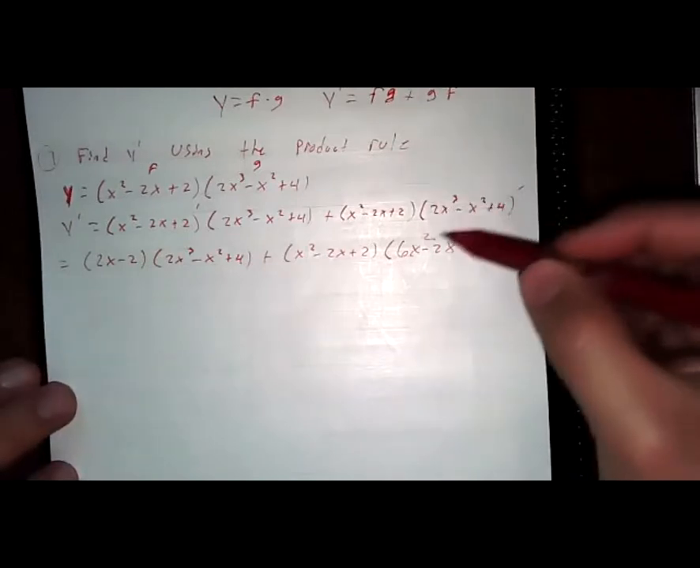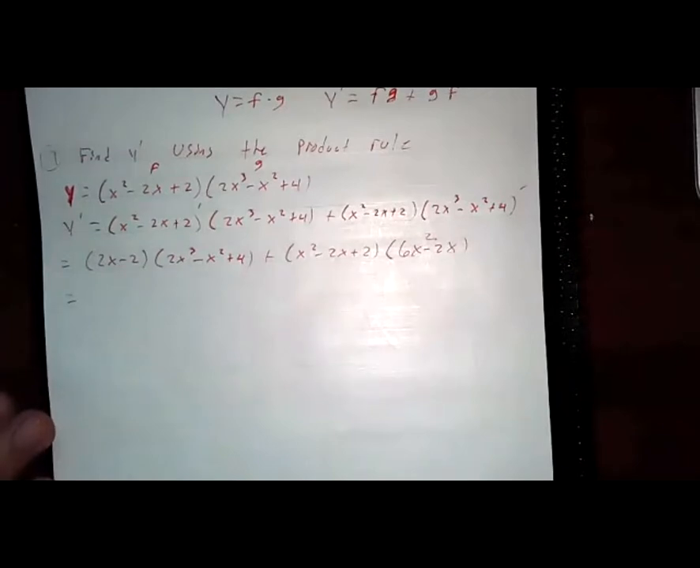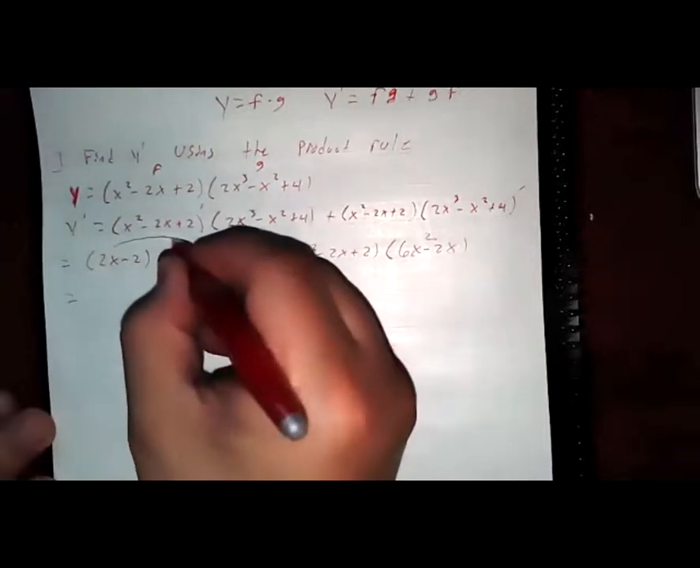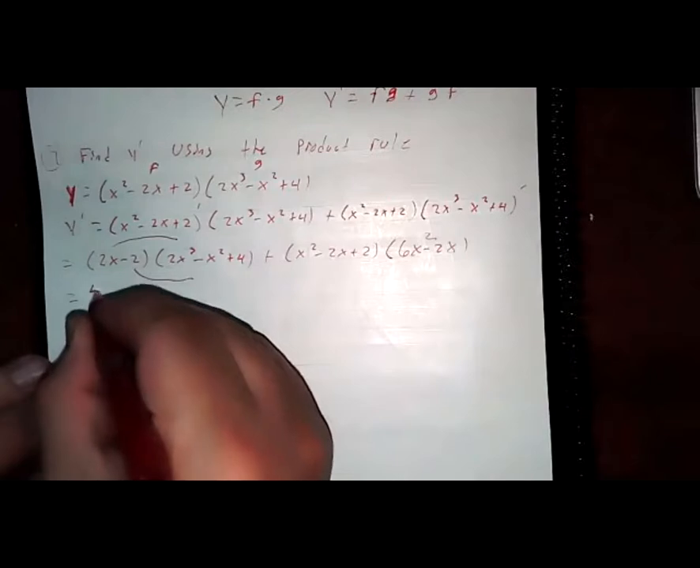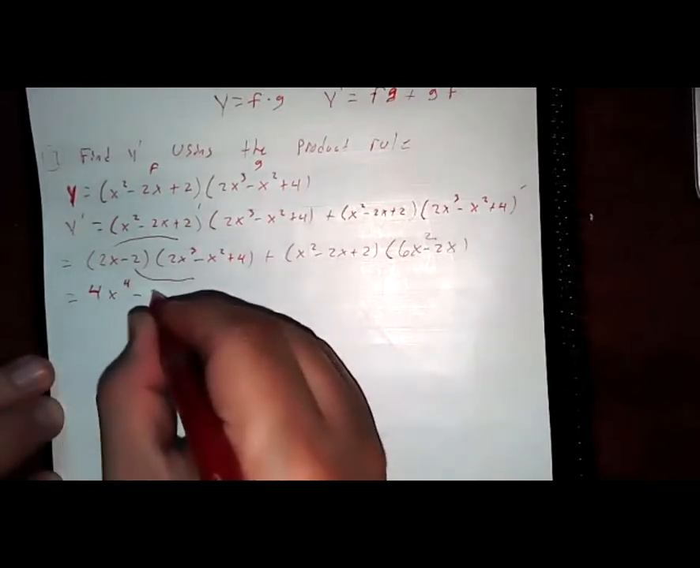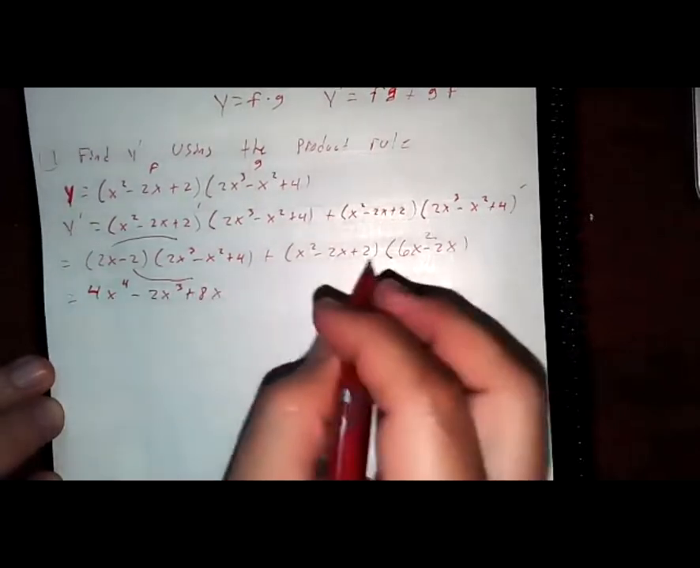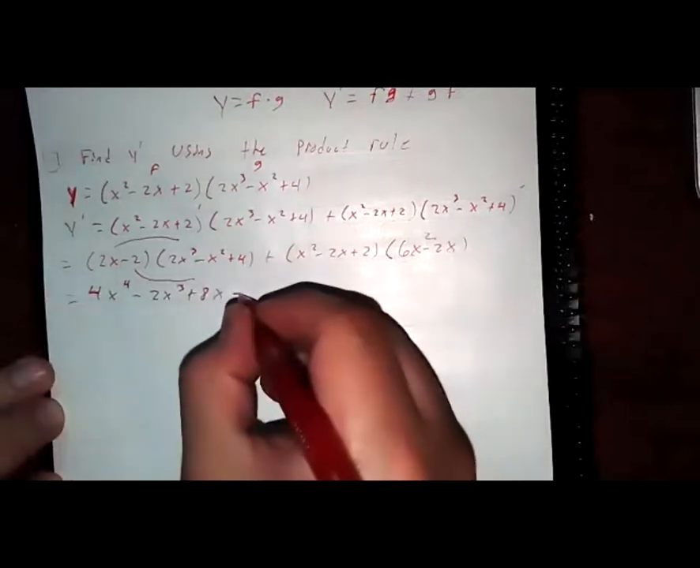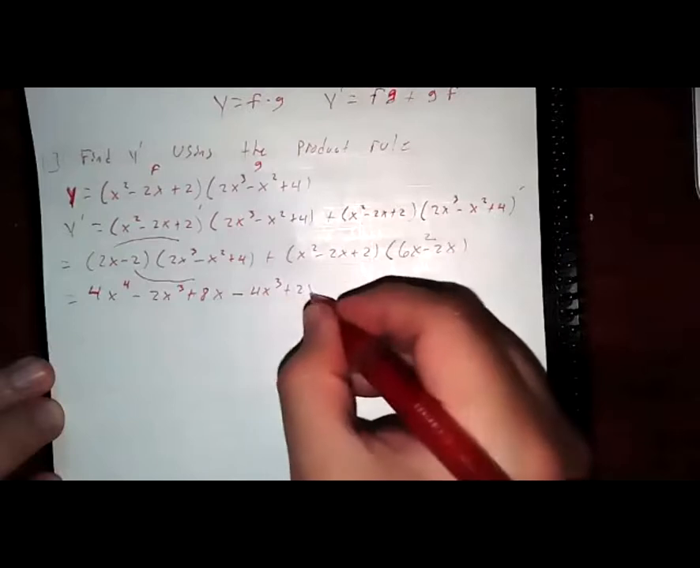So we brought the 3 down, times 2, yes. So now we just gotta do a bunch of algebra. Multiply this times everything, and then this guy times everything. So we're gonna get 4x to the 4th minus 2x cubed plus 8x minus, now multiply everything by negative 2, 4x cubed plus 2x squared minus 8.